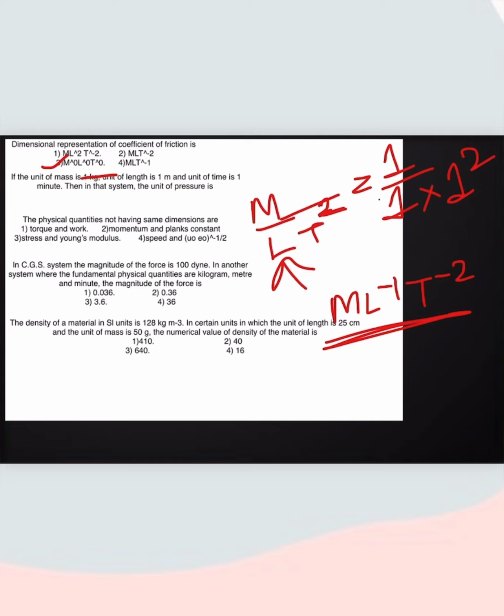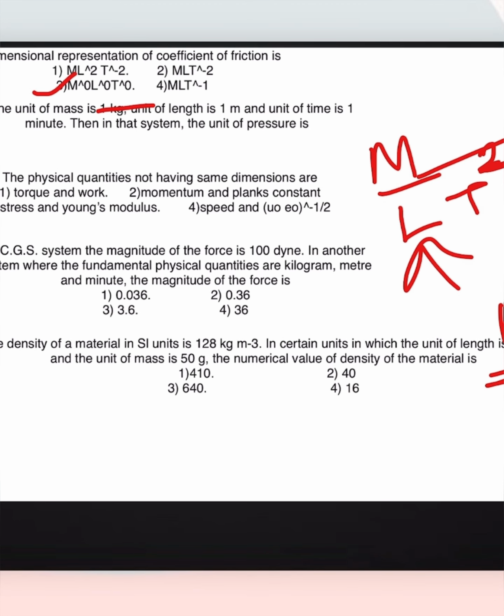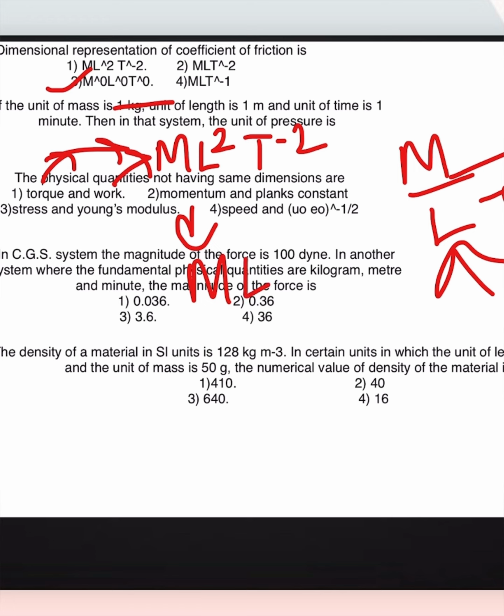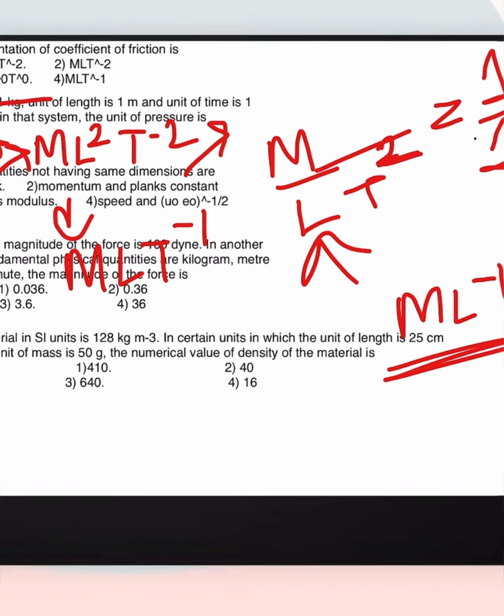What are the options here? The unit of pressure will be 1. Now, which physical quantities do not have the same dimensions? Torque and work: work has the unit force into displacement, which is ML^2T^-2, and torque has the dimension force into perpendicular distance, the same dimension, ML^2T^-2. Momentum and Planck's constant: momentum has the dimension MLT^-1. And Planck's constant?